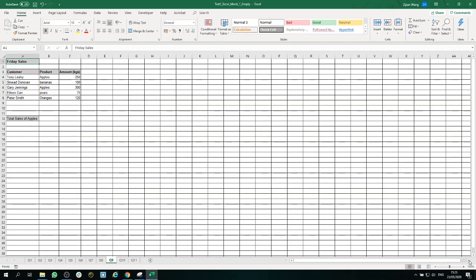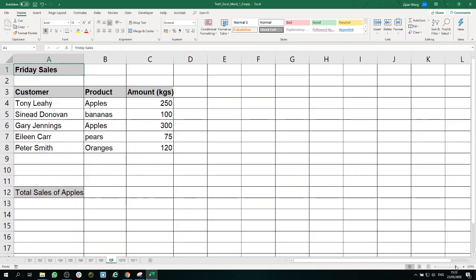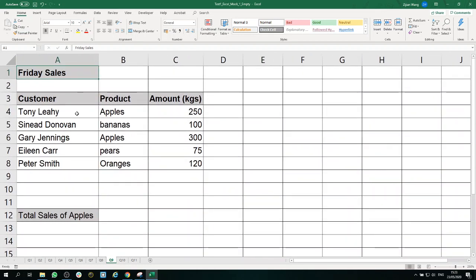Question 9. We have a table here telling you who are the customers, what kind of products he or she bought, and the amount of the product. So we want to know the total sales of Apple, and then it should be a simple calculation of adding these two up. 250 and 300, then we have 550.